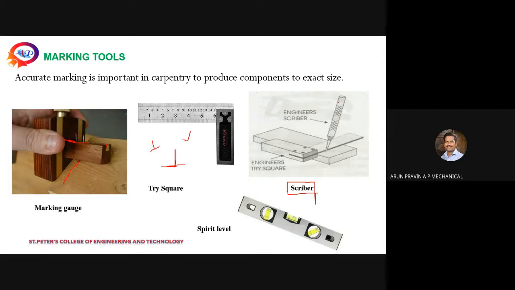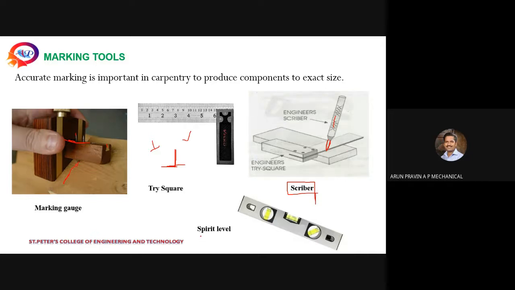So at that time you will use a scriber. This is an engineering scriber. The tip will be an iron rod, a metal piece, some iron or other metal. Then, this is nothing but a scriber.